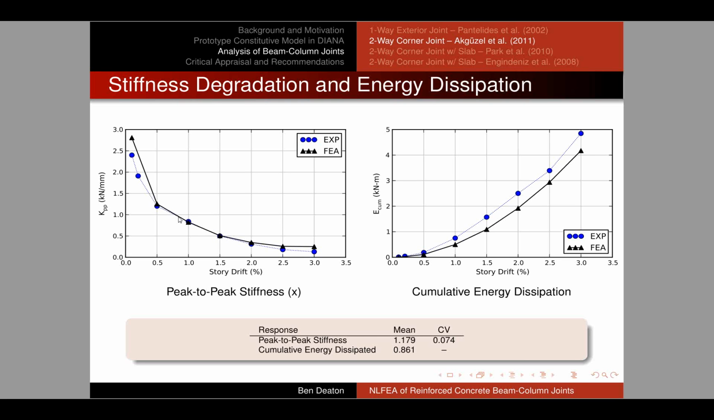So let's look at stiffness degradation and energy dissipation. On the left, I have a plot of the peak-to-peak stiffness with increasing story drift level. Notice again, the model in the very first cycle tends to be a little bit too stiff, but as the drift levels increase, we track very, very closely with the experimentally observed stiffness degradation. And in this case, again, pretty good agreement. This is the cumulative energy dissipation. So by the end of the experiment, we had underestimated the energy by about 14%, which is, again, fairly close for this type of analysis.